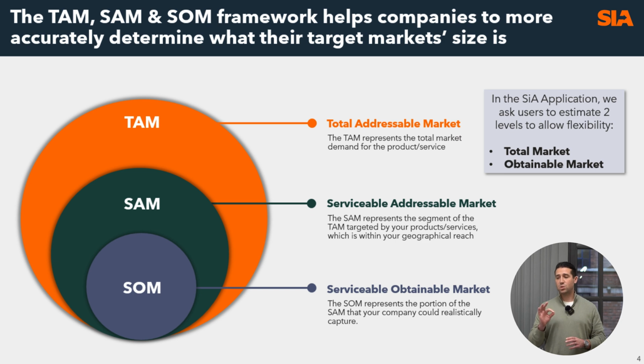It represents the total market demand for an organization's product or service. And here we can think about an organization's product or service within a specific market space. SAM, that green circle that we can see here, stands for serviceable addressable market. The SAM represents the segment of your TAM, of your total addressable market, targeted by your products or services, which is within your reach. You could potentially go and grab.